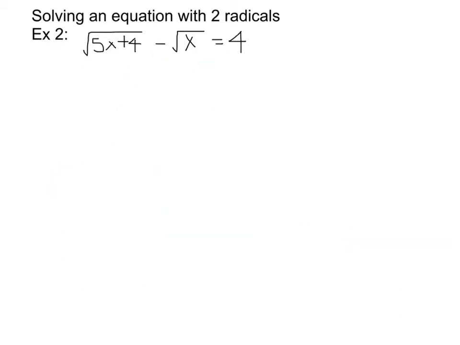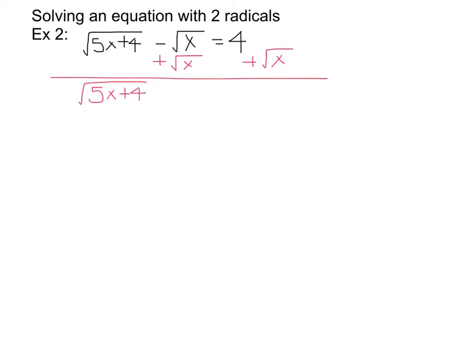Now let's look at an example that has two radicals. Just like yesterday, get one of the radicals by itself. The minus square root of x is the easiest to move because it already has the minus sign. So we have the square root of 5x plus 4 equals 4 plus the square root of x.